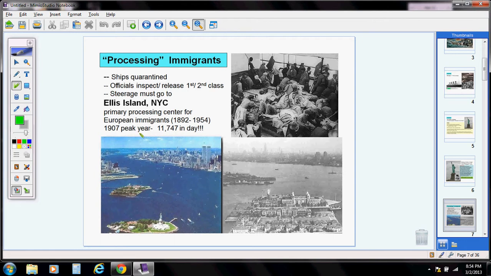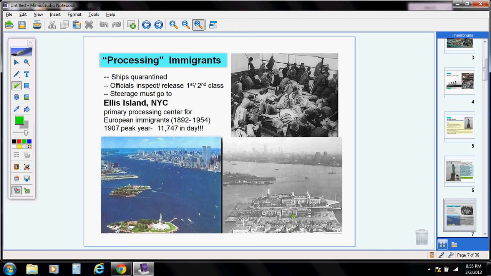The primary processing center for European immigrants at the turn of the 20th century was a place called Ellis Island. So if you get your bearings here, there's New York City, Twin Towers before 9/11, and this is New York Harbor, this is the Statue of Liberty, and right here is Ellis Island. And this is a more close-up shot. This is the main building where the processing, the legal and the medical inspection of the third-class passengers would take place. It's a pretty large federal complex.